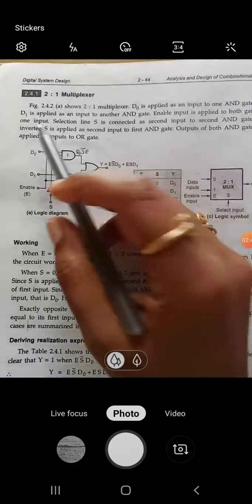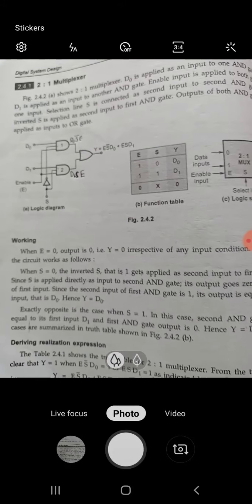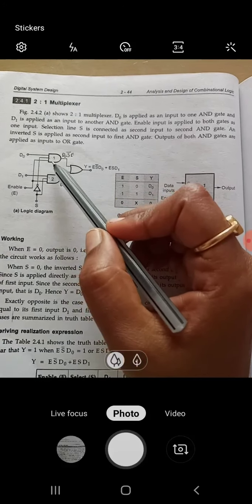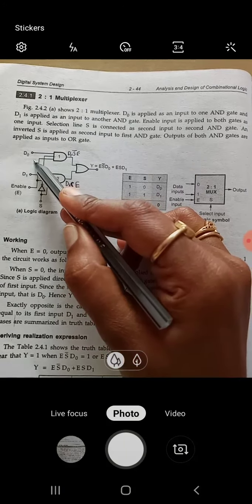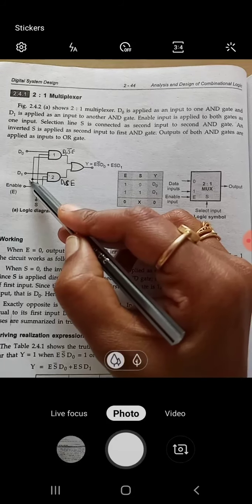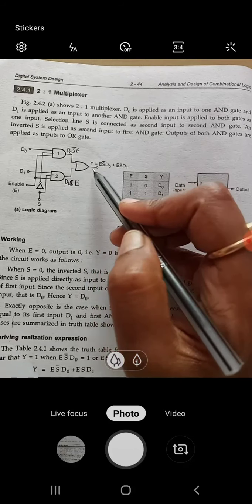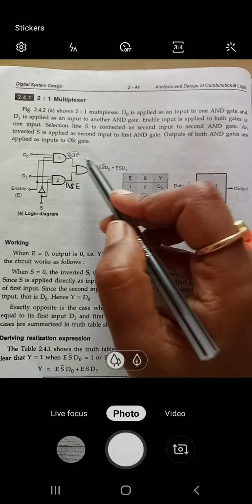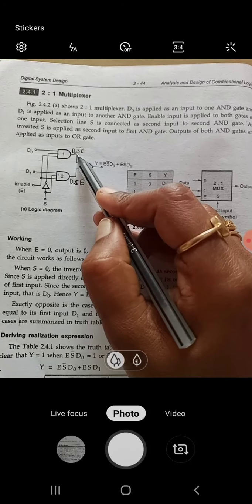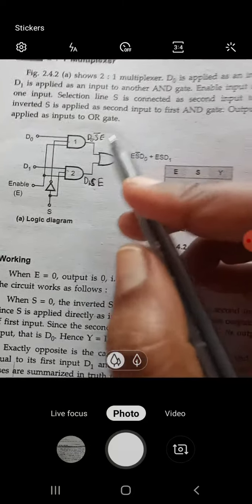Presently you can see a 2:1 multiplexer over here. 2:1 means there are 2 inputs. You can see here d0 and d1 are the input lines. These 2 input lines are ANDed and given to a common output. The d0 is the output of this gate, d1 is the output of this gate, as you can see over here.